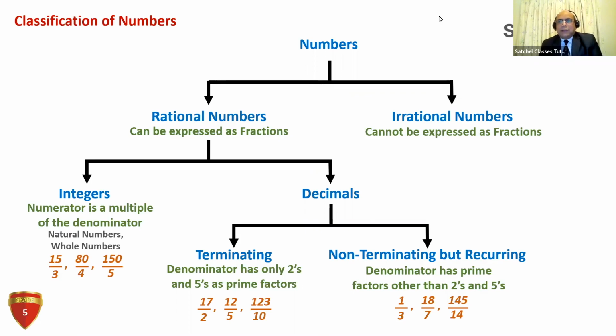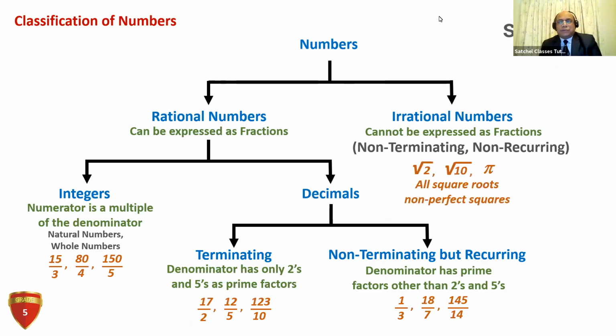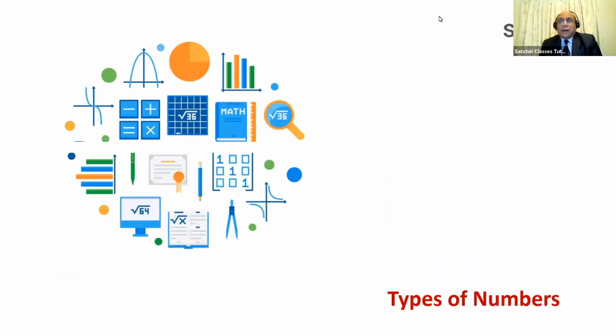And finally, we did irrational numbers. These are numbers which cannot be expressed as fractions. These are non-terminating and non-recurring. Remember, they don't recur. Examples of irrational numbers could be square root of 2, square root of 10, pi. In fact, all square roots of non-perfect squares are irrational. Okay, that's about it. Different types of numbers.